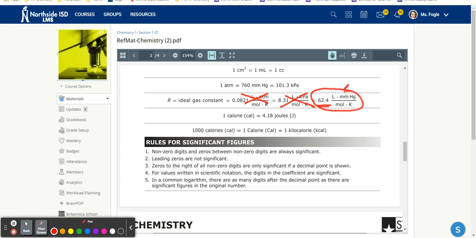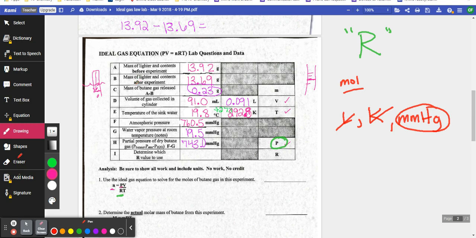So we have 62.4 because we're measured in liters. We had Kelvin. We're going to solve for moles, and we're going to use this in order to do that, but we have millimeter mercury for our pressure. So you don't do any kind of math with this, you just pay attention to it, and that's how you're going to decide which gas constant you're going to use. So we're going to use 62.4. That's what we're going to add to our little chart right here.